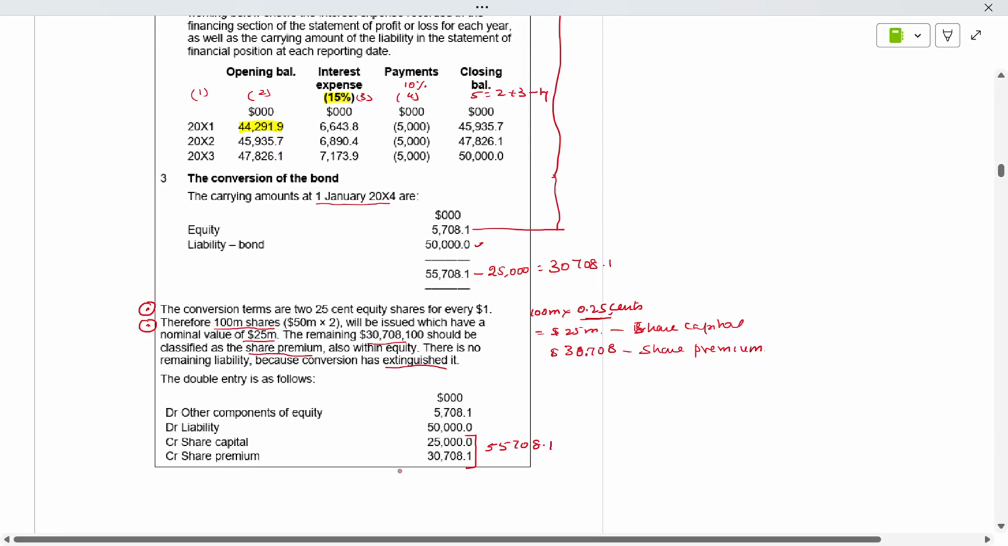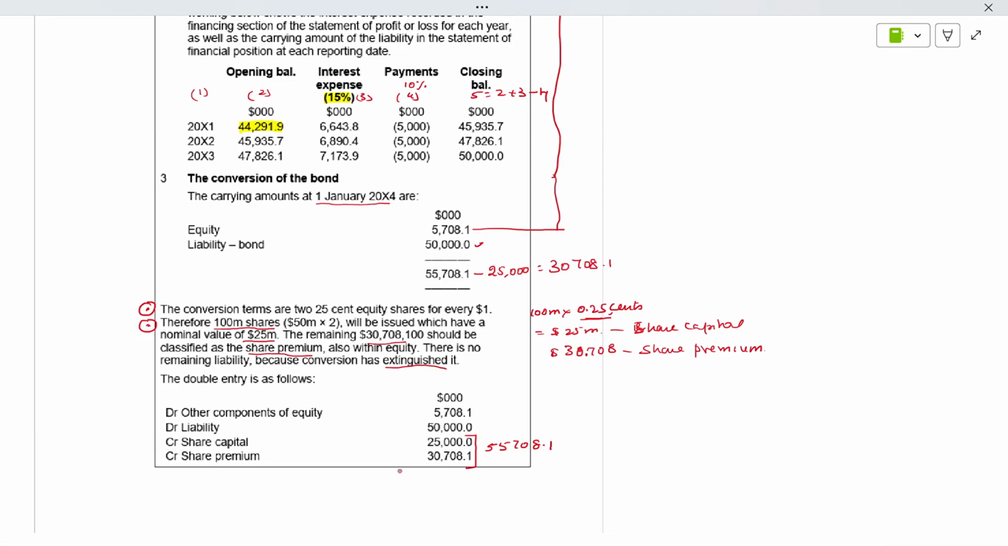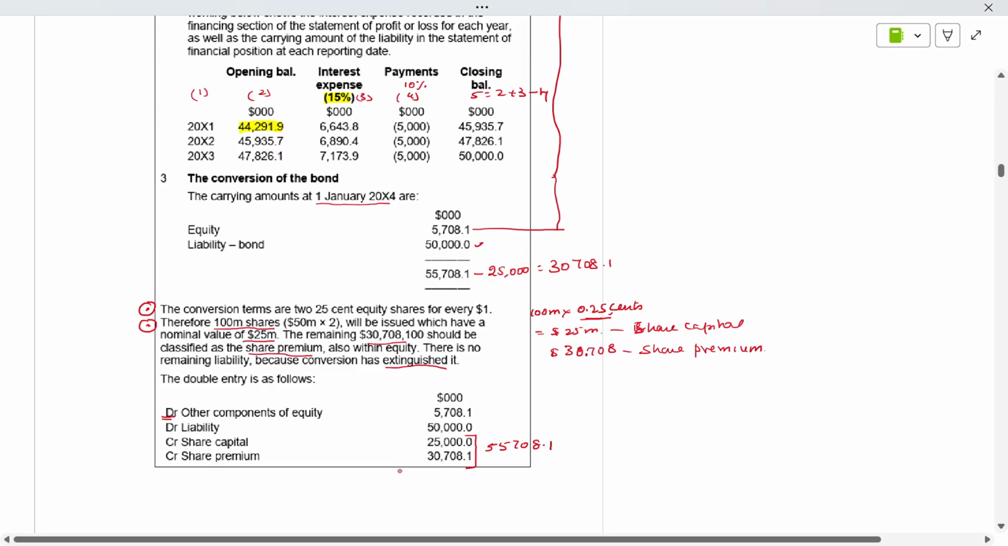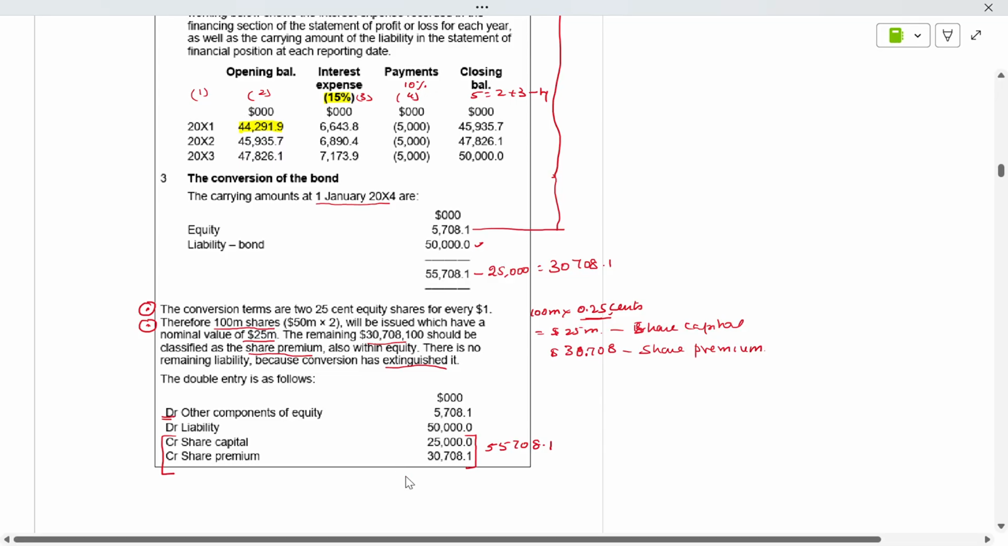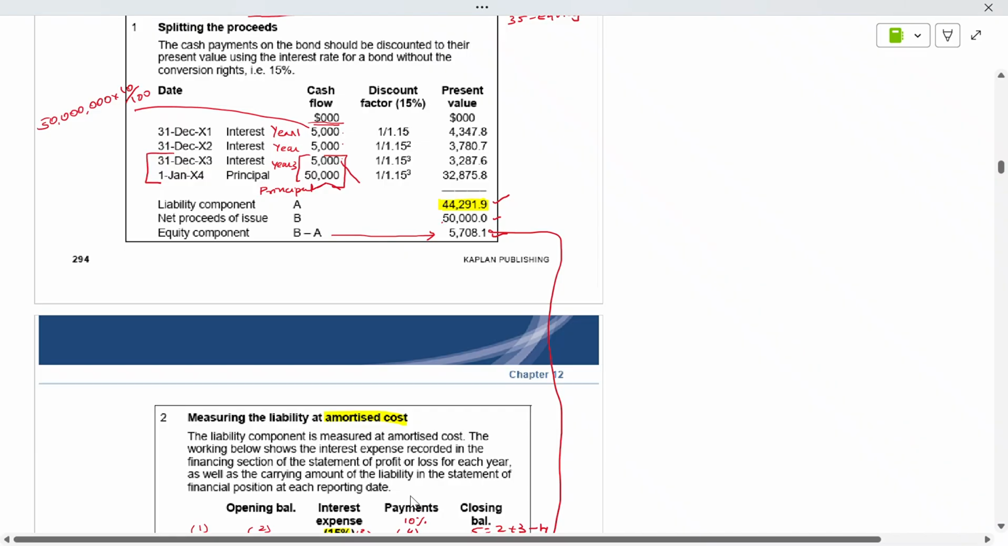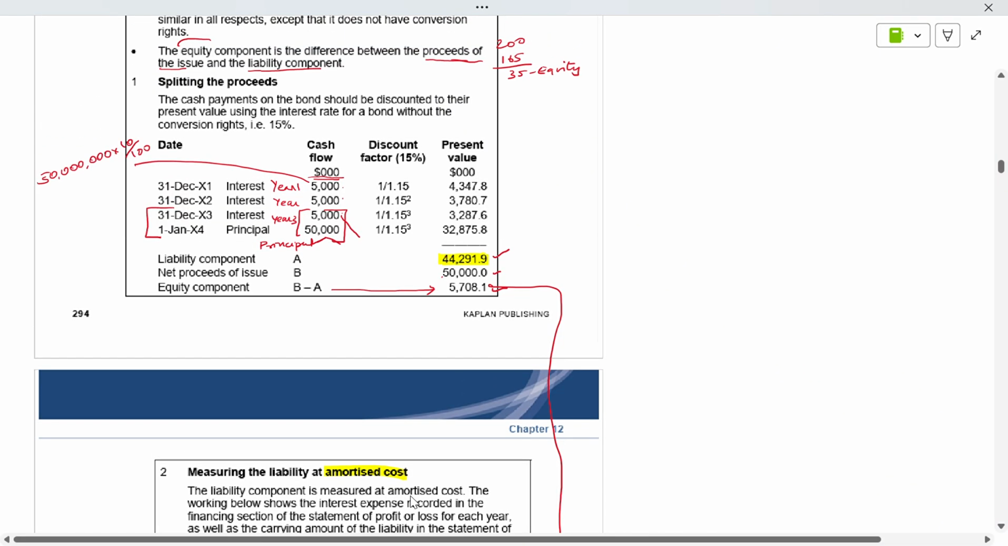55,708.1. Initially we have credited the liability. Okay, credited the liability: 50,000 is the liability, 5,708 is the equity. Now we will debit the equity and we will credit the liability. Credit the share capital and share premium. Slowly, one by one. I am saying, first step is clear for you.